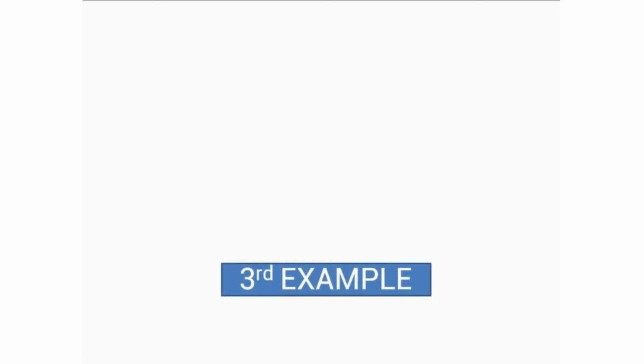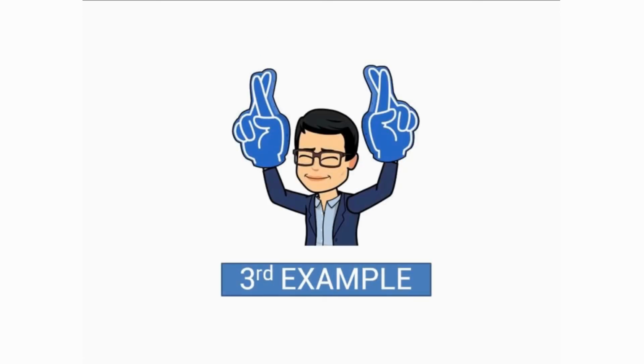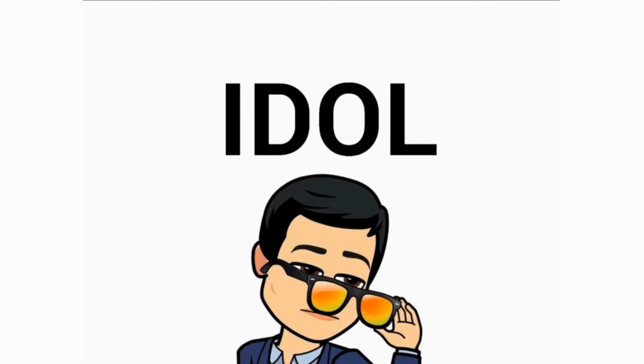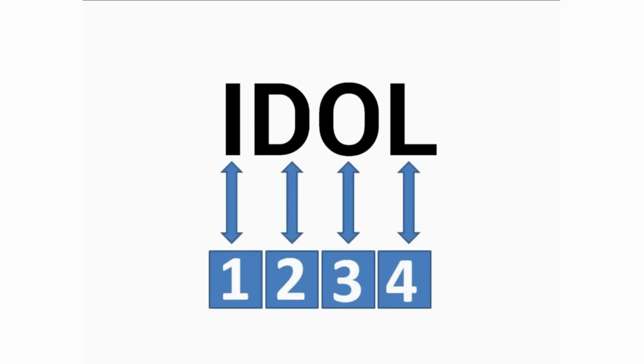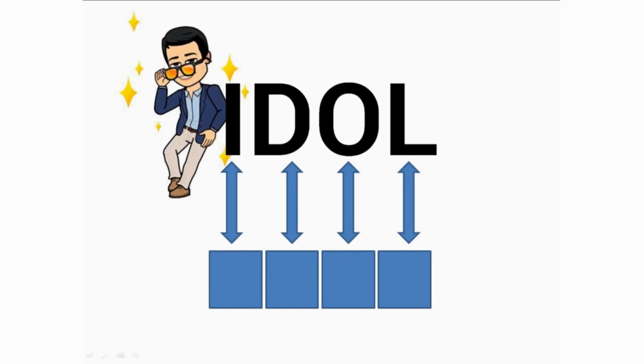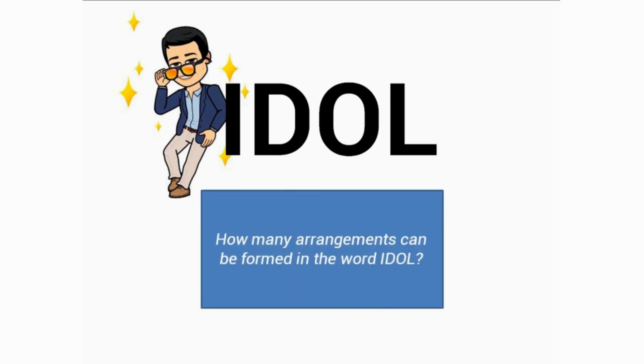Let's look at another example and see how many ways the letters of the word IDLE can be arranged. We have one word and we need to rearrange the letters to form different arrangements. IDLE has 4 letters and we need to create 4 slots. We can form an arrangement like DLIE, OLI, DLEI, and so on. How many such arrangements can be formed?